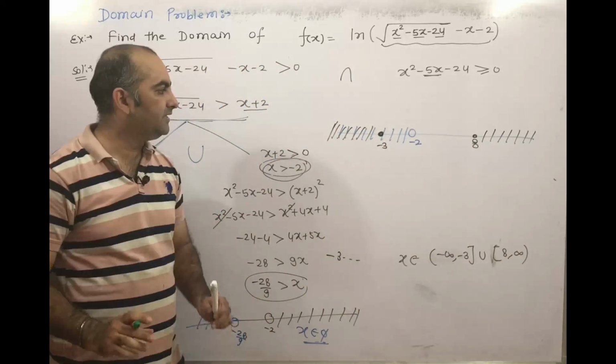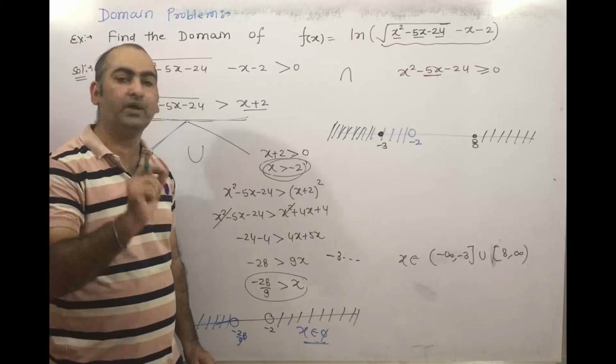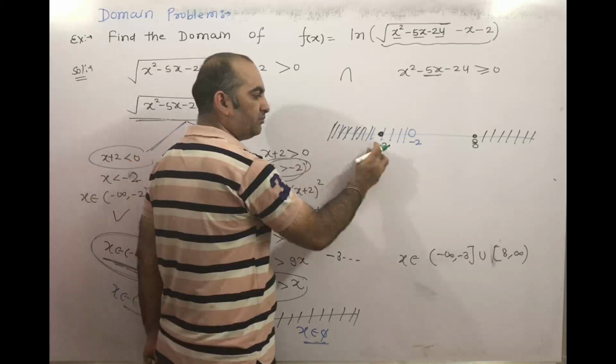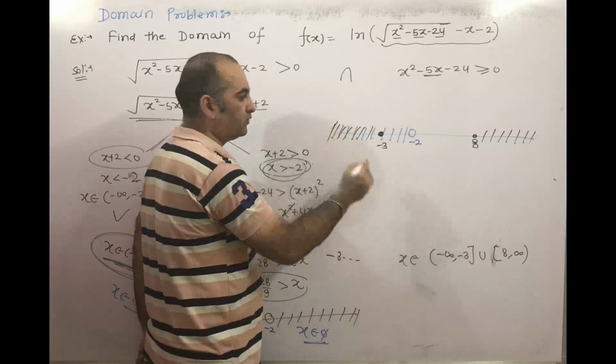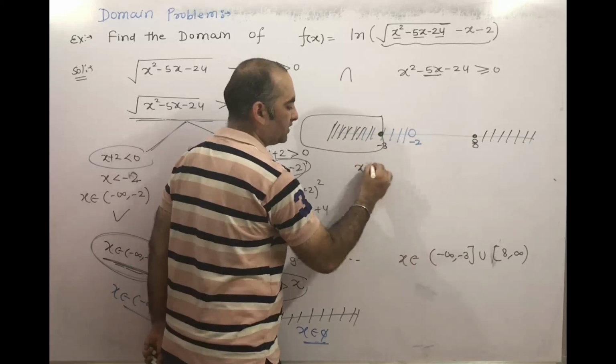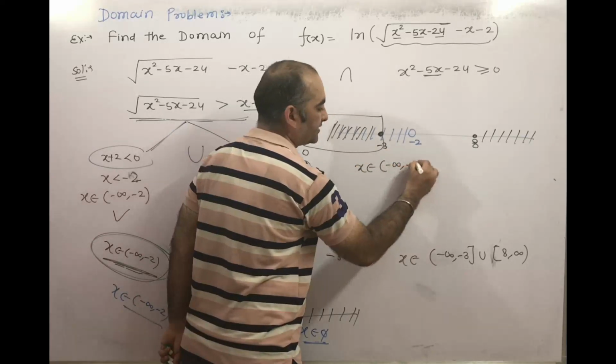So you can check what is the intersection. The intersection will be where blue and black both come. So you can see from minus infinity to minus 3 we have both. So what will come in the intersection, this only will come. So this is your solution. So x belongs to minus infinity to minus 3.